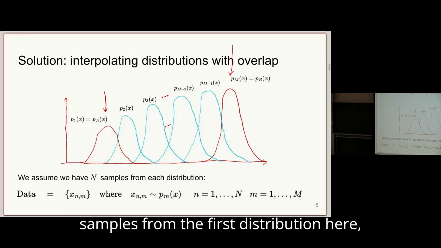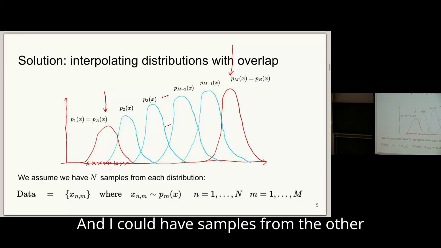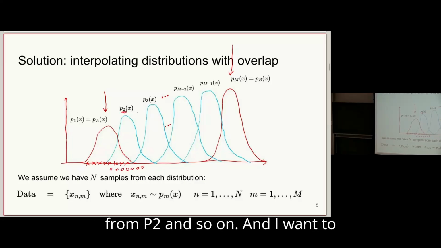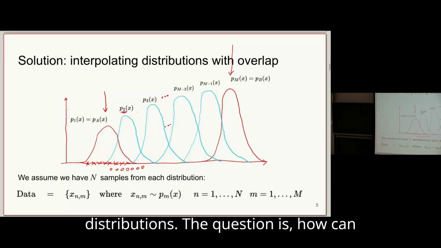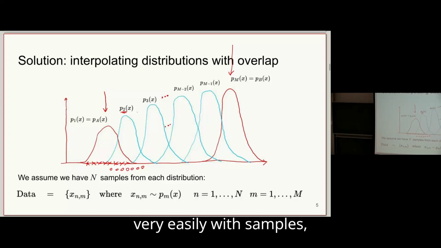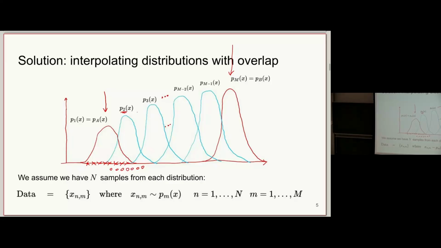I could have now samples from the first distribution here, for example. And I could have samples from the other distribution here as well, the second one, from P2, and so on. And I want to estimate the normalization constants of all these distributions. The question is, how can you do that? It turns out you can do this very easily with samples, training a classifier, okay? And in particular, a generative classifier.